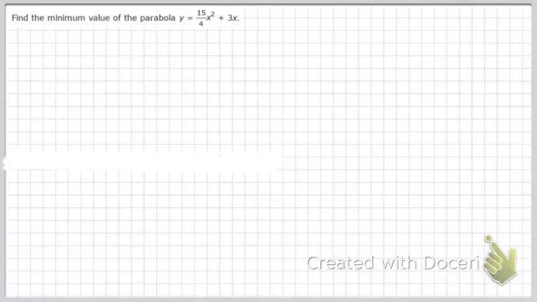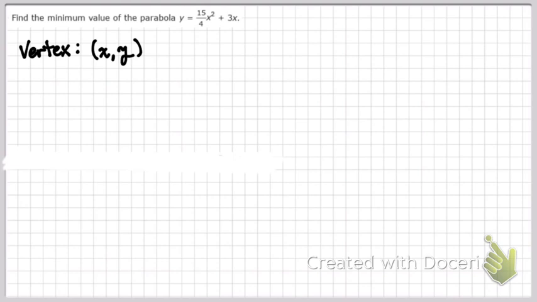Alright, my stews. On this one, we're looking for the minimum value of this parabola. This parabola is not in vertex form, unfortunately, because there are so many cool shortcuts with vertex form to find the max or min. This is standard form. So just really quick, let's review.